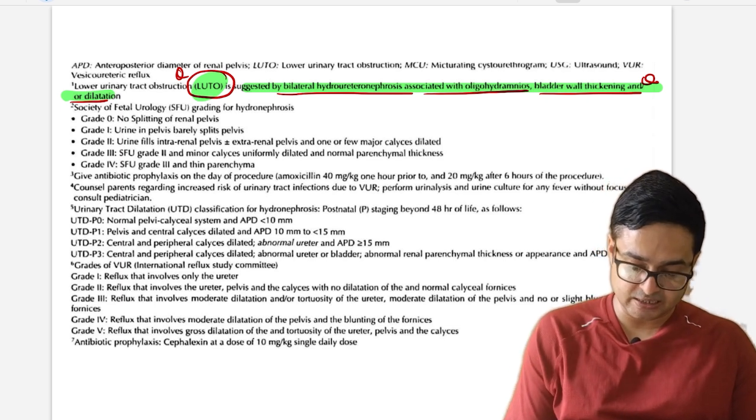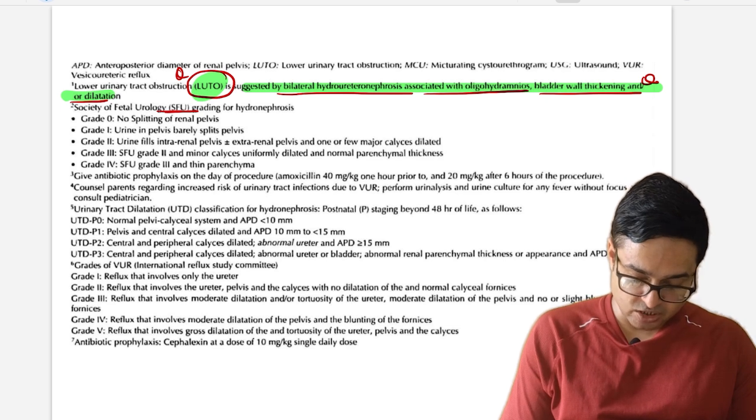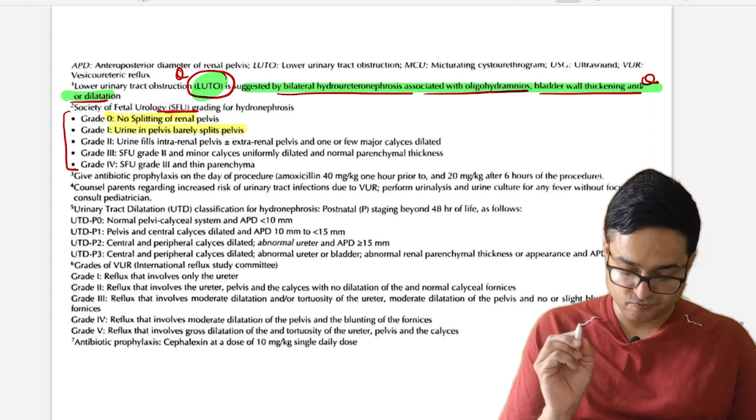We'll understand this SFU staging. Okay, so SFU staging of hydronephrosis is actually: grade 0, no splitting of renal pelvis is seen; grade 1, urine in pelvis barely splits the pelvis.